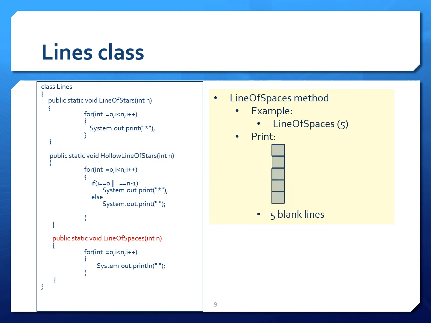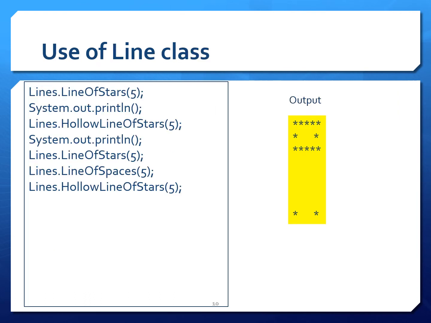The method lineOfSpaces prints n blank lines. We can use the previous 3 methods to construct a complex pattern.